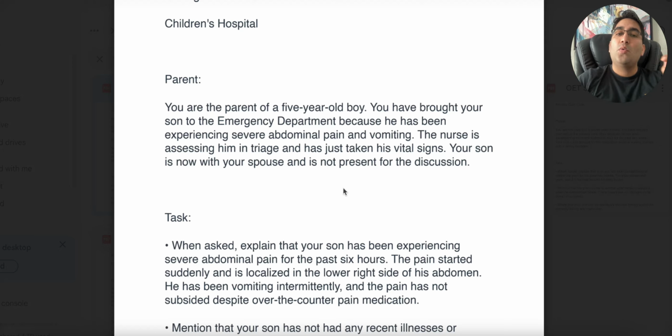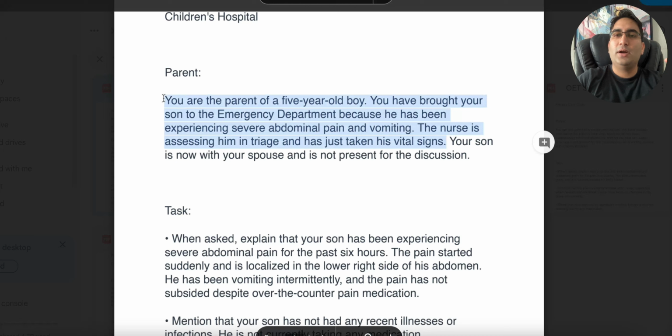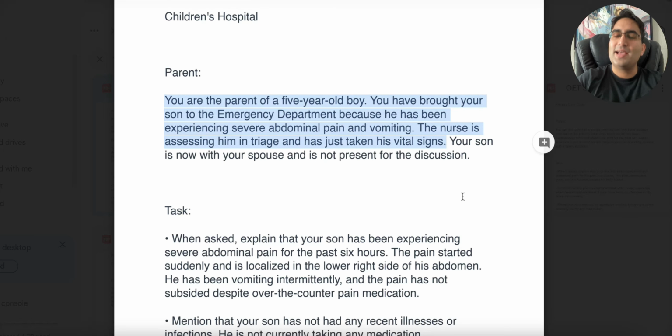So your son has a problem. Your son is now with your spouse. So if you're the husband, the son is with the wife now and not present for the discussion. So this is important to understand because if you just read this part, you will be talking to the son. However, it's important to understand that the son is gone, so the parent is the one speaking on behalf of the son. So now you're going to be addressing the parent, which is why these kind of details are important.